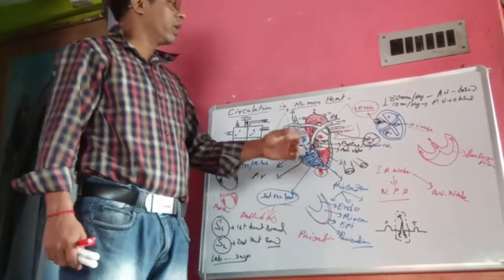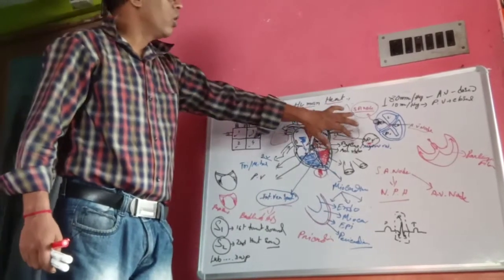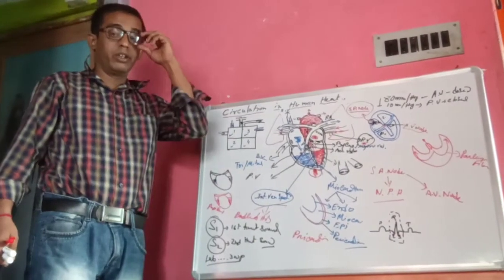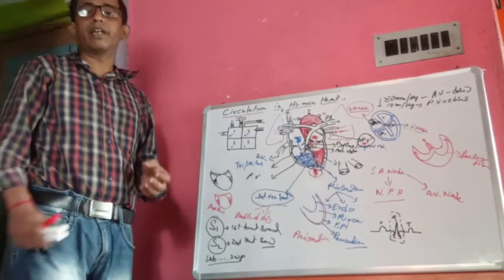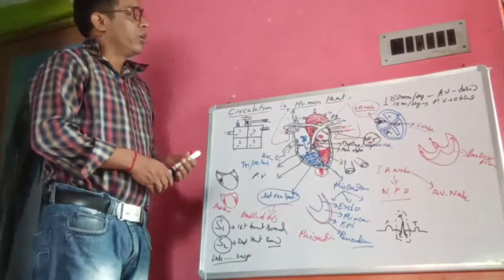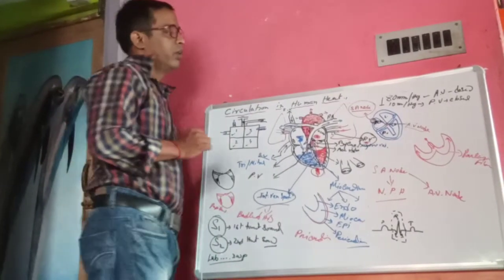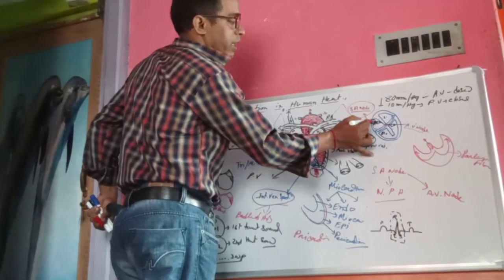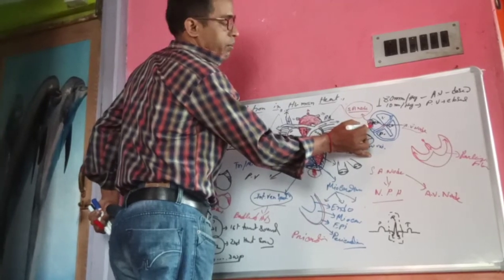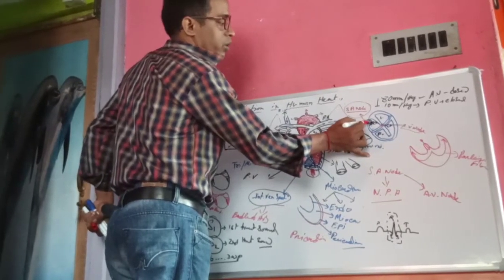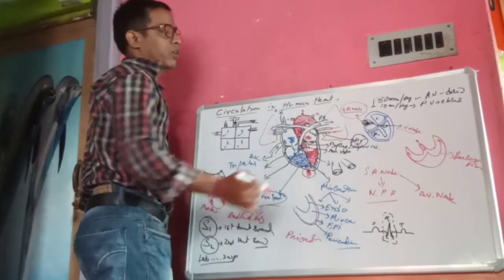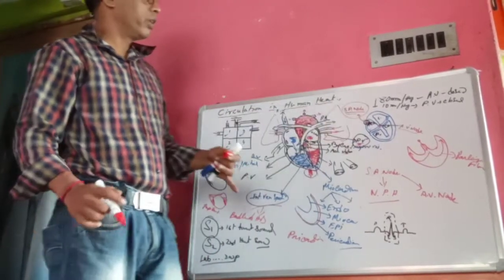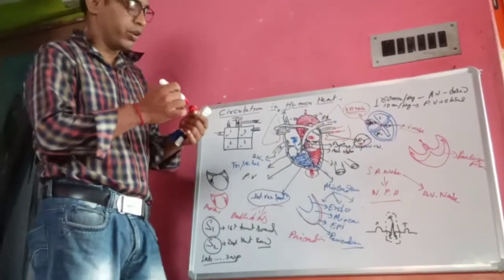Now, I should tell one thing: the heart contracts or relaxes due to an electrical impulse generated in the heart. Where is it generated? In this picture, you will find the right atrium, and at the top of the right atrium there is the SA node. It is not actually a valve, it is a node. Its full name is sinoatrial node.